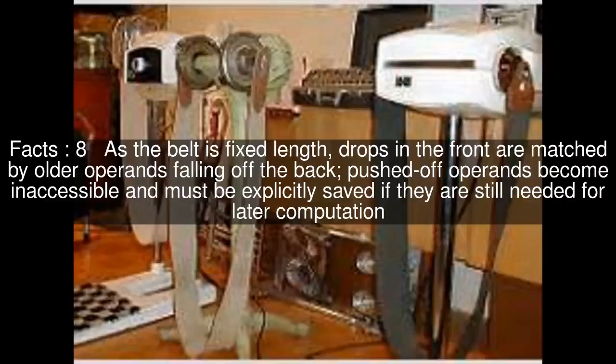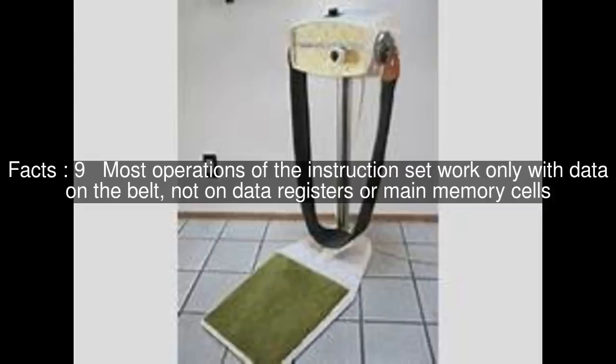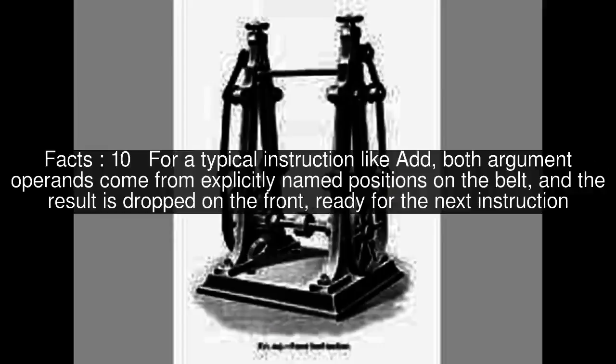Most operations of the instruction set work only with data on the belt, not on data registers or main memory cells. For a typical instruction like add, both argument operands come from explicitly named positions on the belt, and the result is dropped on the front, ready for the next instruction.